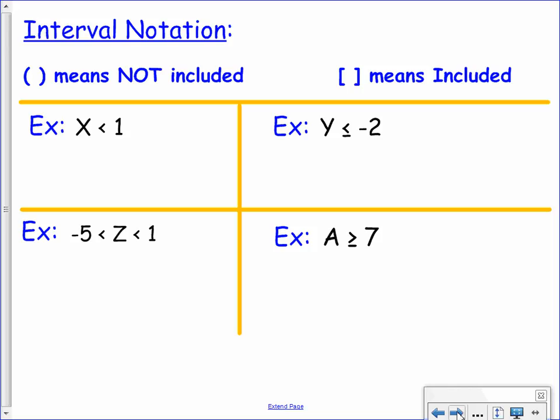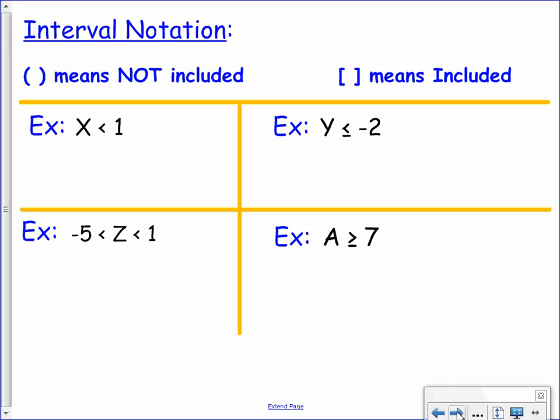For example, the first one says x is less than 1. So if x is less than 1, it's everything from negative infinity up to 1. Now the question is, does it include 1? No, it does not. If it's not included in the range, it's parentheses. If it is included, then it's a hard bracket. A bracket is like a solid line, whereas parentheses is like a dashed line when you're graphing.